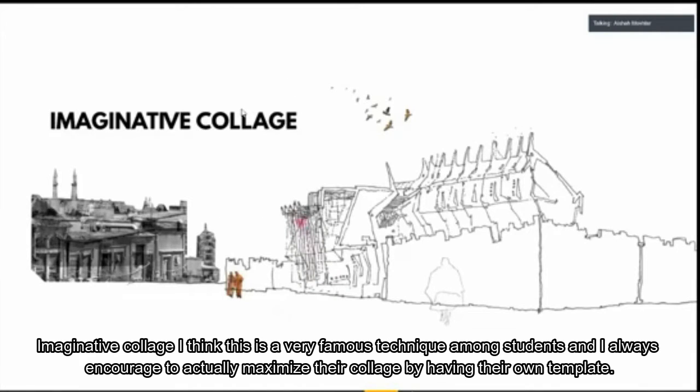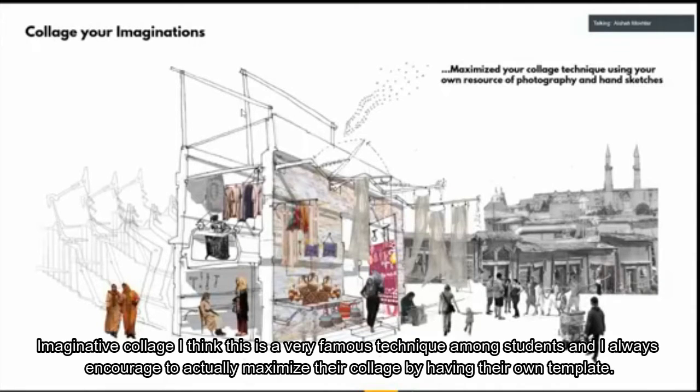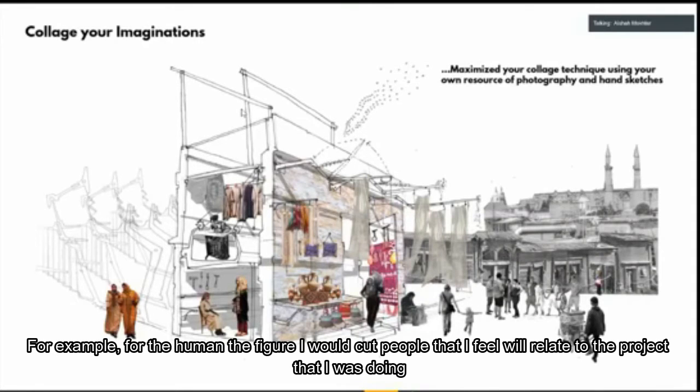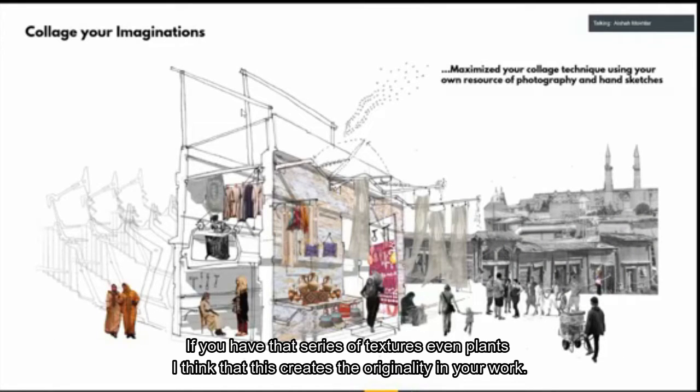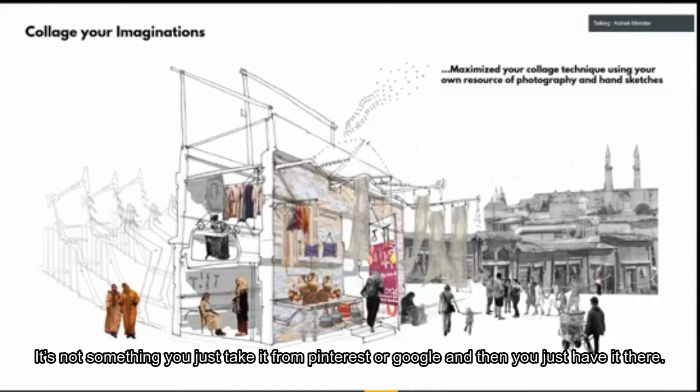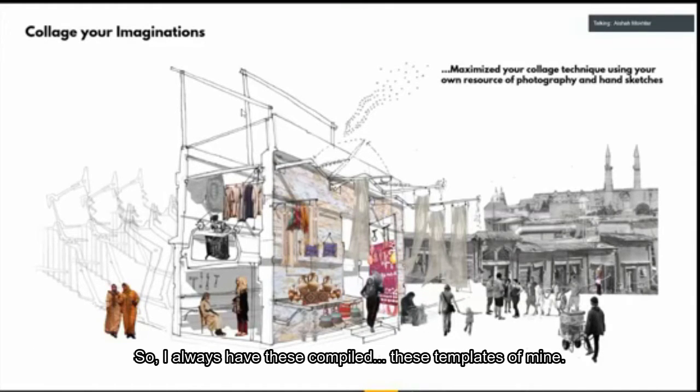Imaginative collage. I think this is quite a famous technique among students, and I always encourage students to maximize their collage technique by having their own template. For example, for the human figure, I would cut out people that I feel relate to the project I was doing, and then if you have that series of textures, even plants, I think this creates originality in your work. It's not something that you just took from Pinterest or Google and then just put there. So I always have these templates of mine compiled.